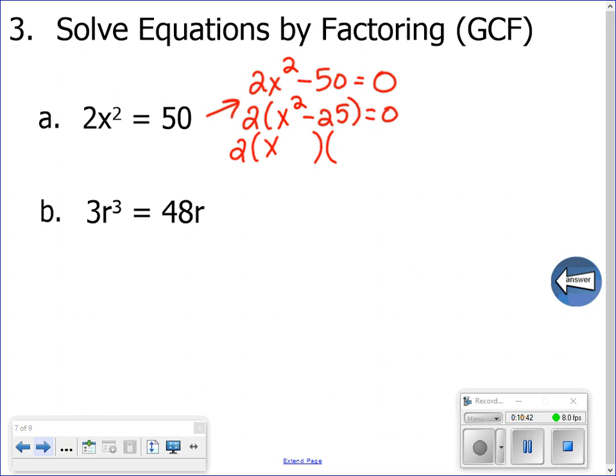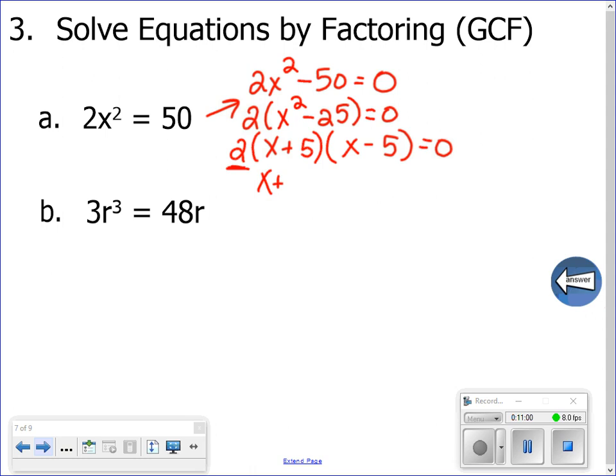So again, square root the first term, it gives me x. Square root the last term, that gives me 5. And then write that as the product of the sum and difference. Again, if this had a variable on it, I would use it to find one of the factors. Because it doesn't, I'm not going to worry about that part.